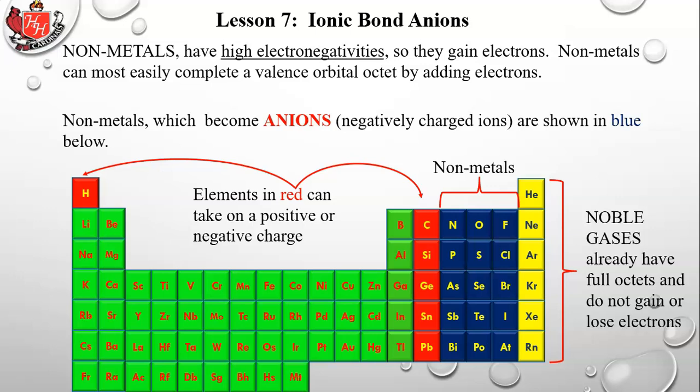And the noble gases already have full octets. They do not want to gain or lose electrons. There's a term for that. It's called inert. They don't like to react because they don't like to give up electrons or take in electrons, so they tend to not be reactive. There are some exceptions to that. We'll talk about those later.